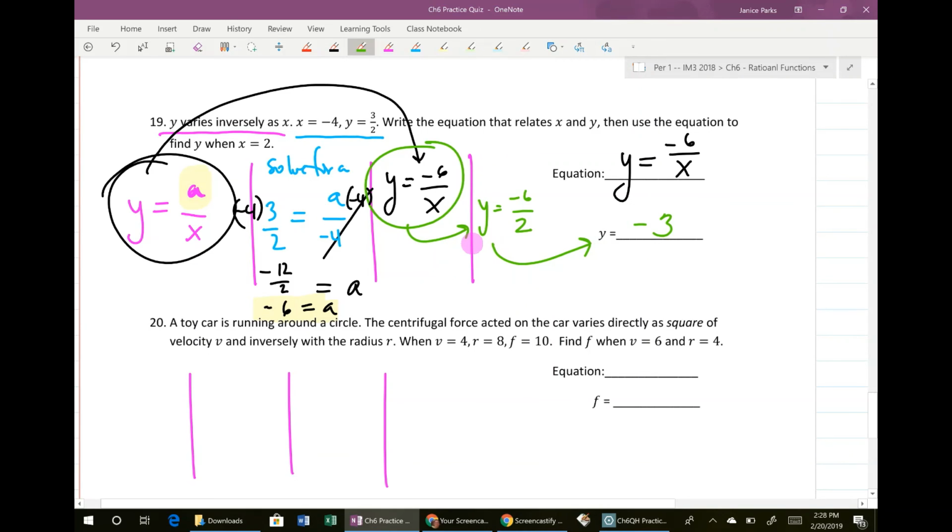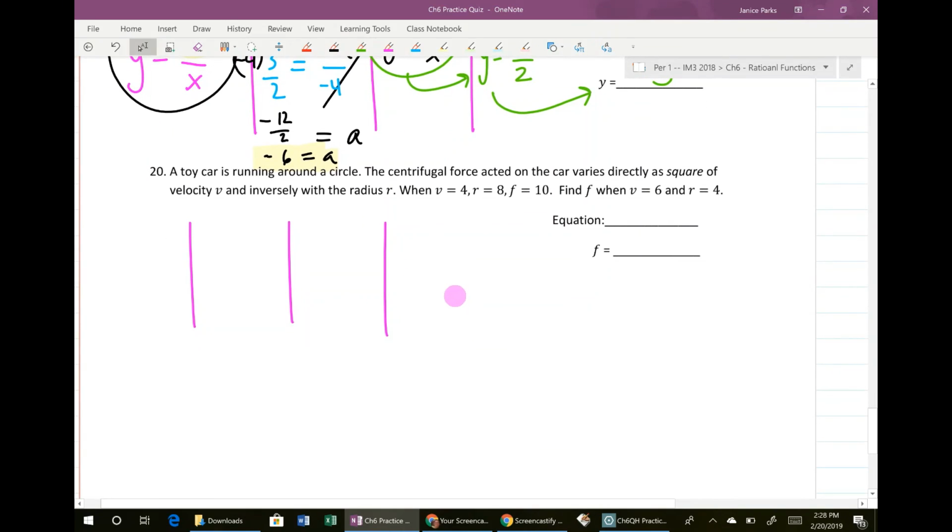Okay. And then the very last question, the centrifugal force acted on the car. So I'm going to use F for force. Varies directly as the square of the velocity and inversely with the radius. So inversely means it goes on the bottom. So that's your general equation. Now we're going to solve for a.